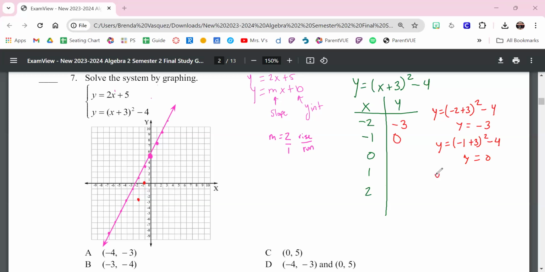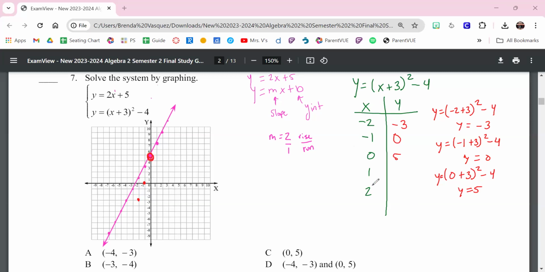Let's try 0. So 0 plus 3 squared minus 4. 0 plus 3 is 3. Squared is 9 minus 4, 5. Let's go ahead and write that out. +5. So at 0, it is +5. Do you guys see a solution happening? Yes, we already have 1.